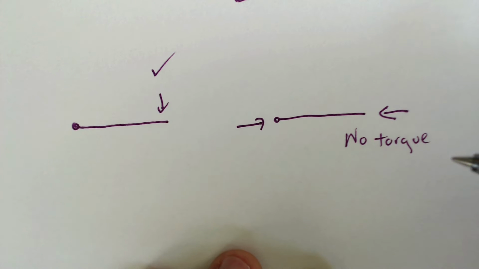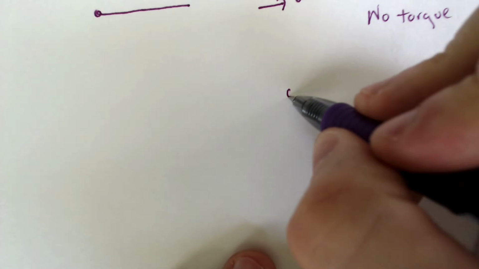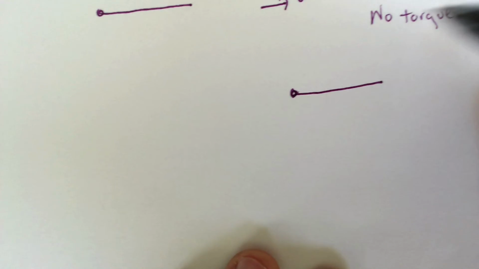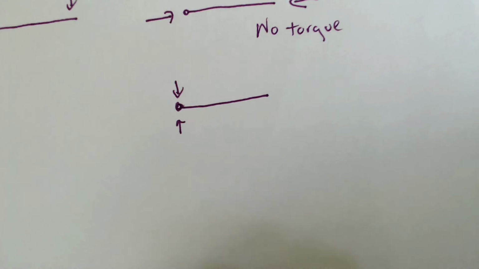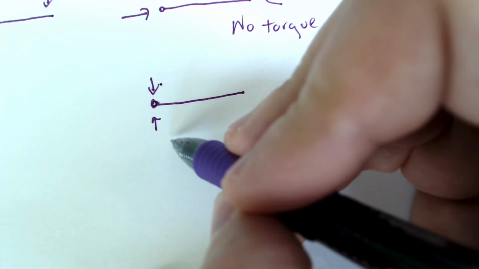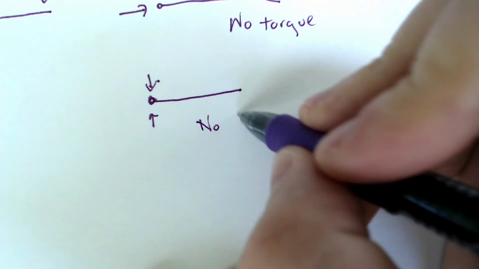It also will apply no torque if you apply the force at the point of pivot. Let's say we have a bar. If the force goes up or down at that point of pivoting, there would be no torque either.